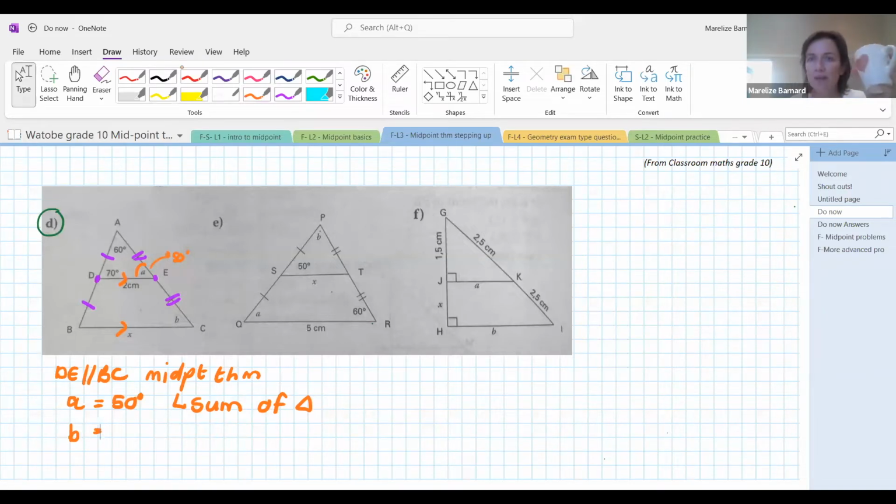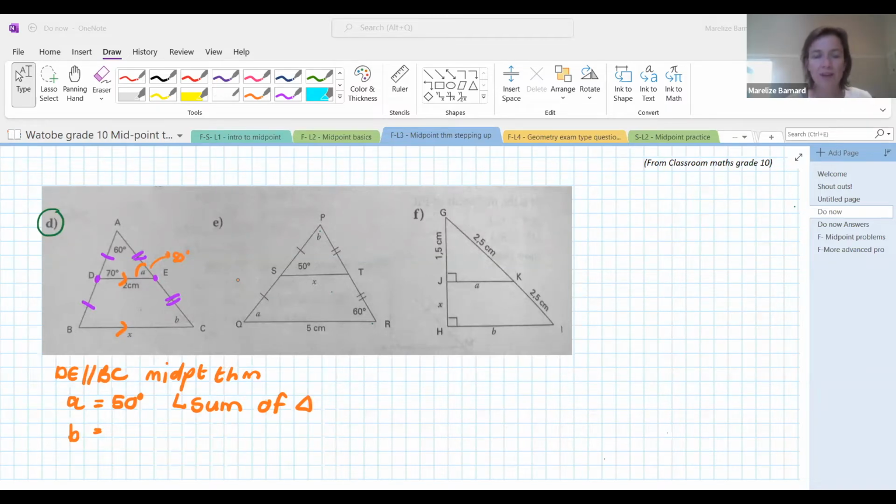Well done, Sisipo, that's right. Good, Nsaku, well done, everyone. What is B equal to? And give a reason. Let's get some more answers. Hannah saying B is 50, corresponding angles. Good stuff.